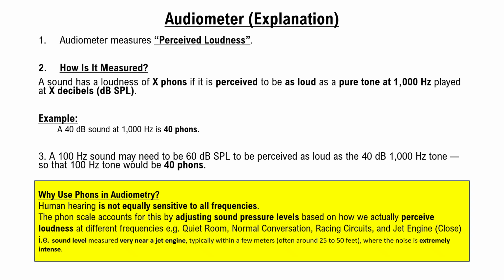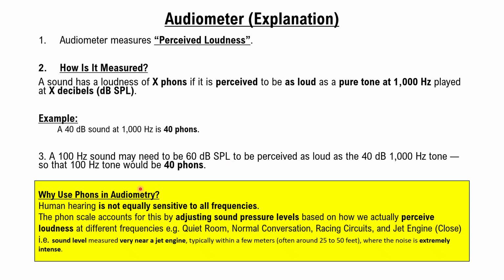Audiometer explanation. An audiometer measures perceived loudness. A sound has a loudness of X phons if it is perceived to be as loud as a pure tone at 1000 Hz played at X decibels. A 40 dB sound at 1000 Hz is 40 phons. A 100 Hz sound may need to be 60 decibels sound pressure level to be perceived as loud as a 40 dB 1000 Hz tone, so that 100 Hz tone would be 40 phons.